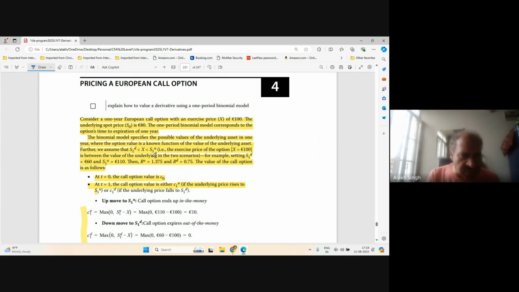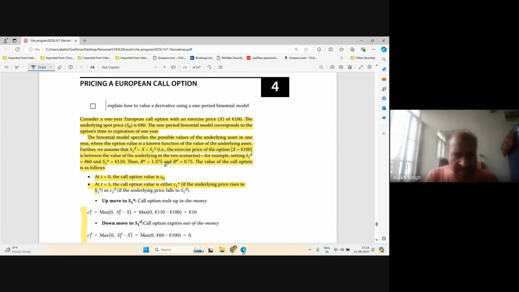And the exercise price. So what does it tell? Exercise price is 100. Now, if it goes up from 80, then how much will it go? It will go to 110. And if it goes down, then how much will it go down? To 60. So from 80 to 60, RD is equal to S1 by S0, which means 0.75. And what is RU? 110 by 80, which is 1.375. So that is how this is expected.